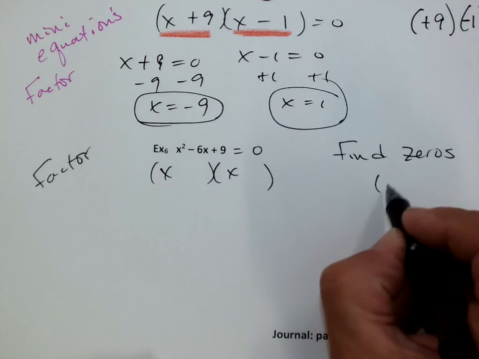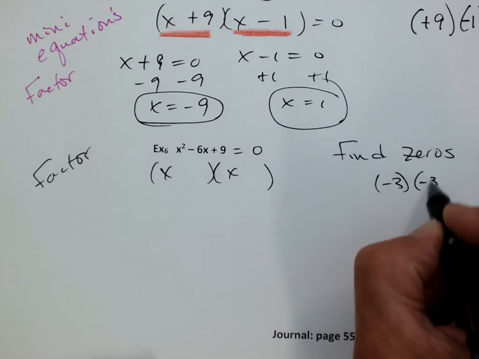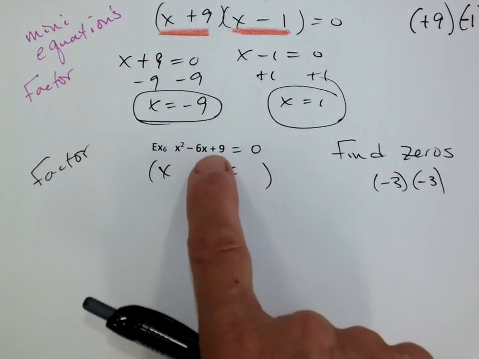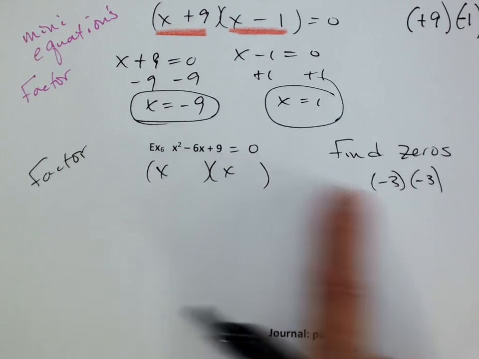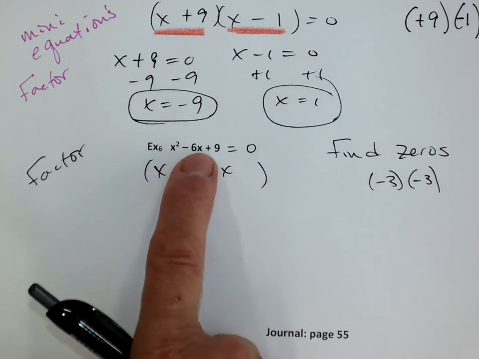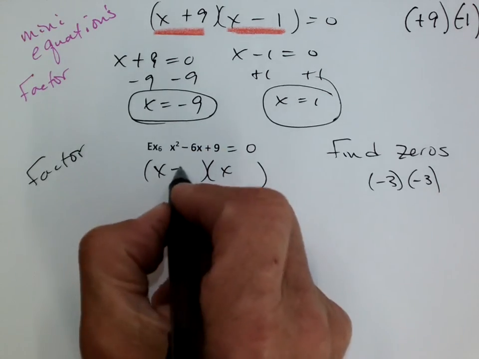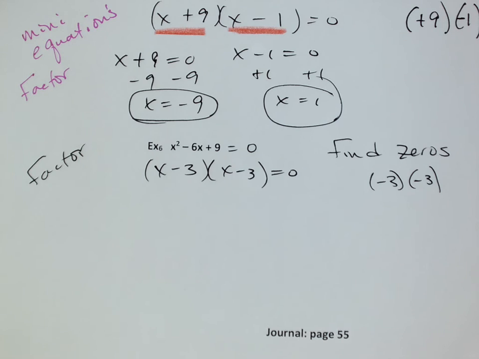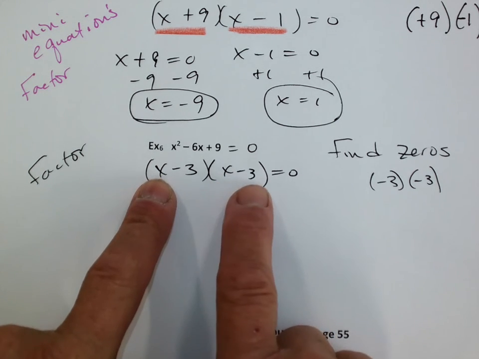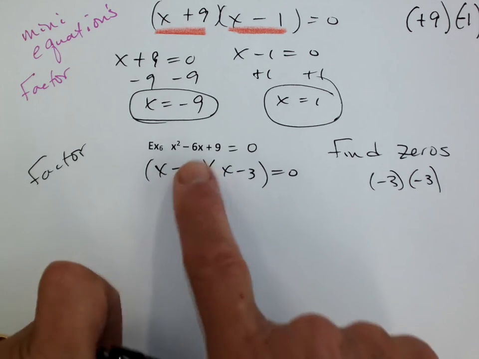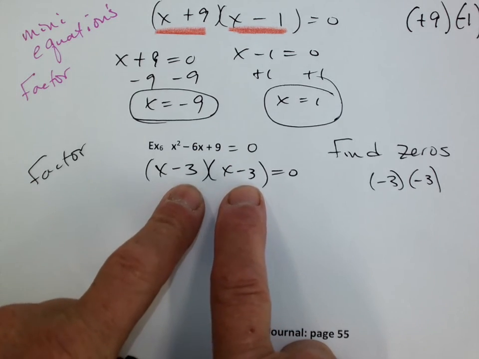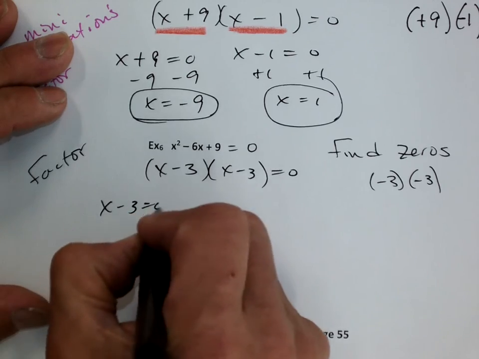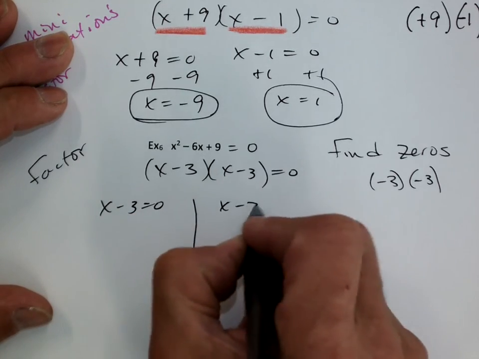But I'm going to use a negative 3 and another negative. Make them both negative, because a negative times a negative is a positive. Negative 3 times negative 3 is a positive 9. But if I add them, I get a negative 6. So I factored. X times x is x squared. Negative 3x, another negative 3x makes it my negative 6x. And negative 3 times negative 3 is 9. So now I've got my mini equations. X minus 3 equals 0 and x minus 3 equals 0.